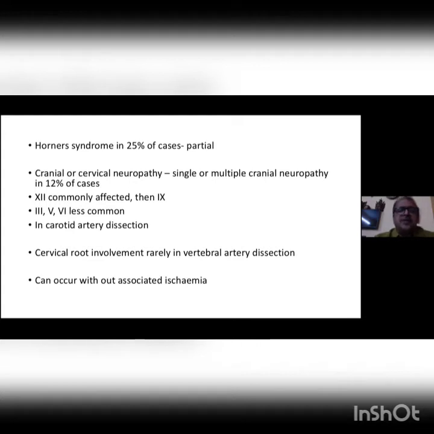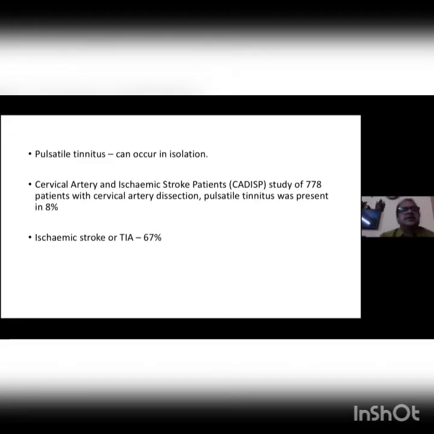It's very, very important. The patient doesn't need to have a stroke presentation, or TIA, in dissection. When there is a trauma history, neck pain, and headache, we have to exclude whether a dissection has happened to the patient or not. Pulsatile tinnitus can occur in isolation. In the cervical artery and ischemic stroke patient study, called the CADISP study, of 778 patients with cervical artery dissection, they found pulsatile tinnitus in 8% of the patients.